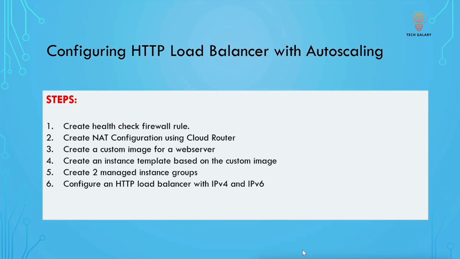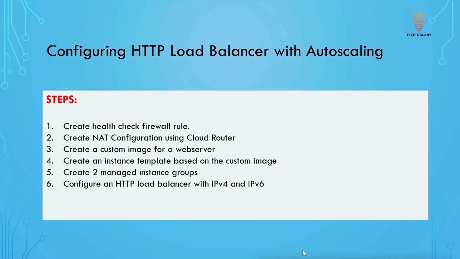So whatever backend instances that we create as part of this lab, we will not be configuring any external IP address. Instead, we'll be setting up a cloud NAT service to allow these VM instances to send outbound traffic only through the cloud NAT and receive inbound traffic through the load balancer. Next, we will create a custom web server image for the backend of the load balancer.